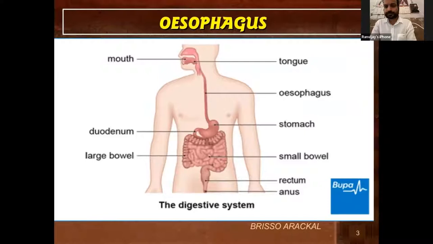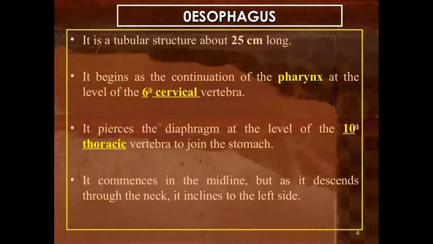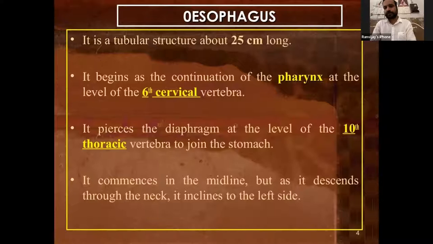Now, starting with the esophagus. The esophagus is a tubular structure about 25 centimeters long. It begins as the continuation of the pharynx at the level of the 6th cervical vertebra. It pierces the diaphragm at the level of the 10th thoracic vertebra to join the stomach. It commences in the midline, but as it descends through the neck, it inclines to the left side.